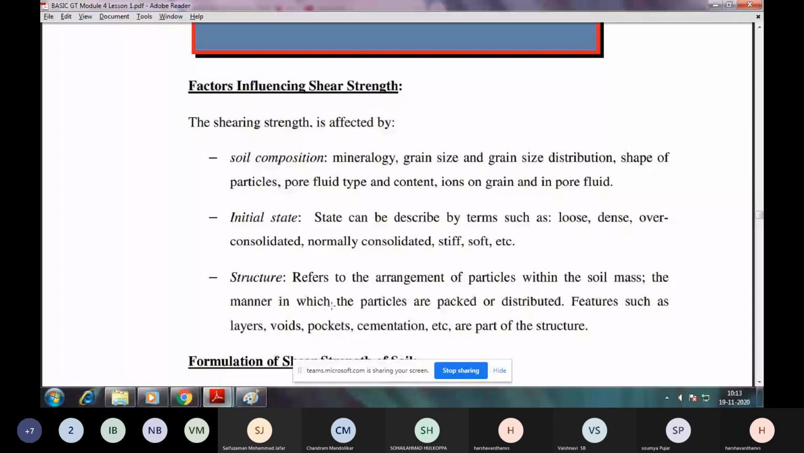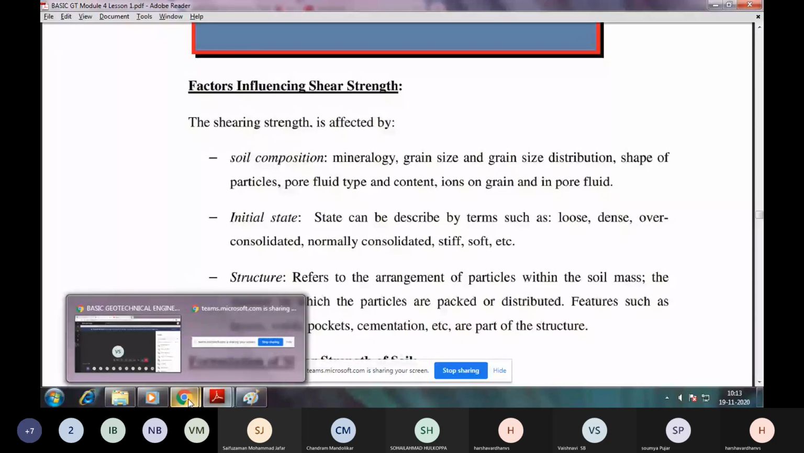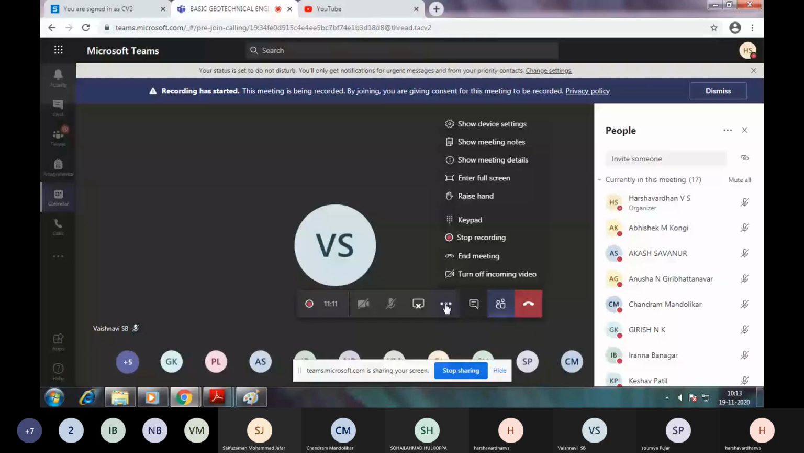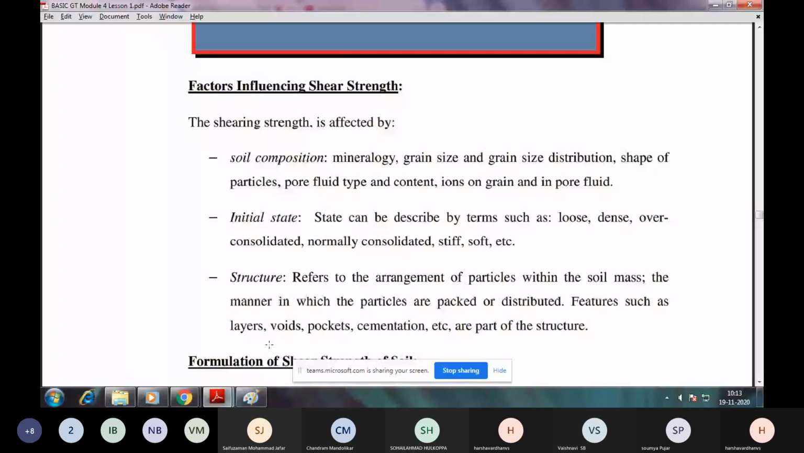The first one being soil composition. The second is initial state, and the third is structure of soil. Soil composition, initial state, and structure of soil.